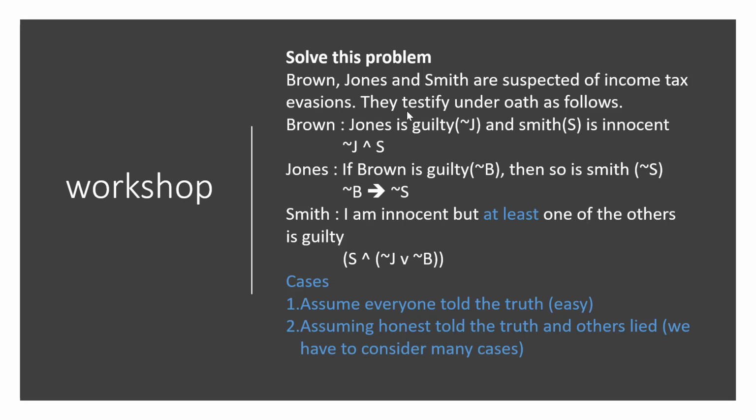In this workshop, we're going to solve the problem to figure out who Brown, Jones, and Smith are. Brown, Jones, and Smith are suspected of income tax evasion. They testify under oath as follows.